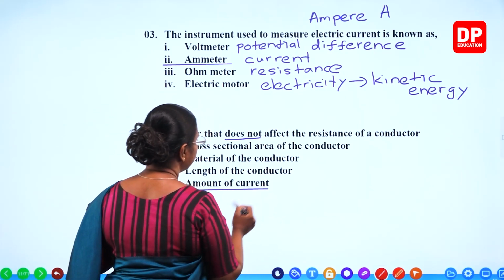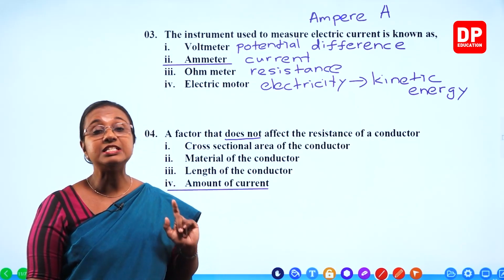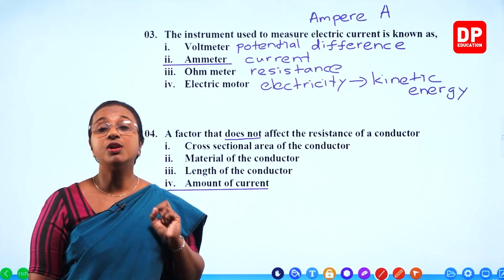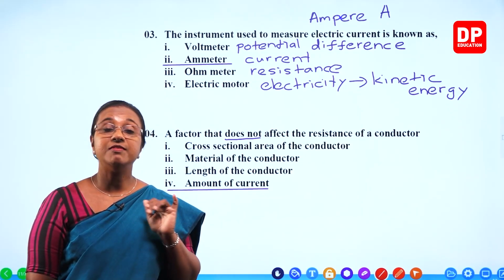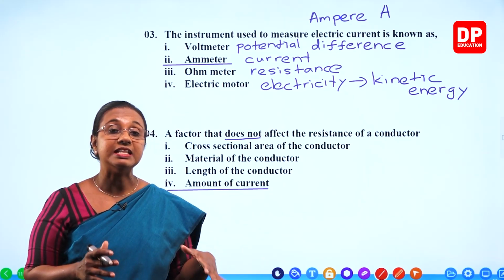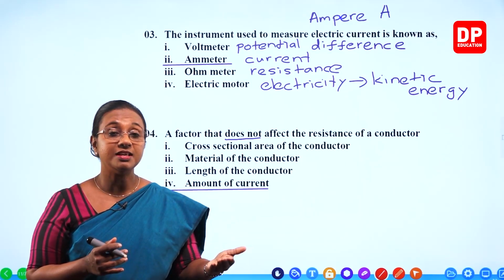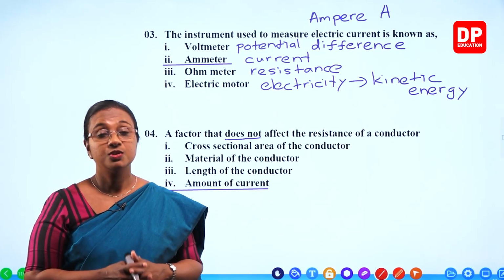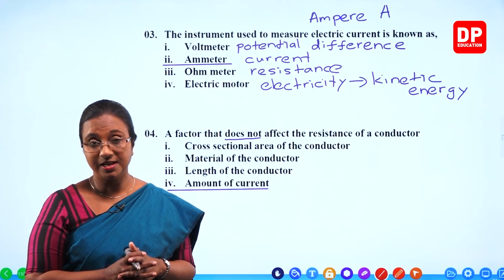The amount of current does not affect the resistance of the conductor. In addition to that, you all can remember, students, the temperature also affects the resistance of the conductor. That is why when we do activity related to Ohm's law, we need to maintain the temperature constant. Because when temperature increases, the resistance of conductors will increase. So temperature also affects the resistance of a conductor.